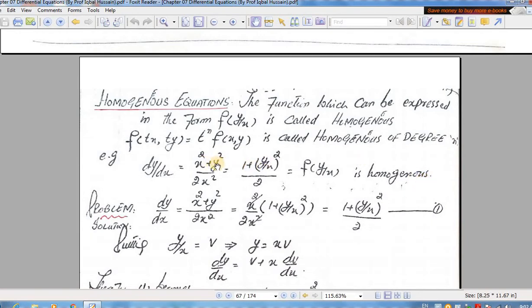Here in the numerator we have a homogeneous function of degree 2. Similarly, in the denominator we have a homogeneous function of degree 2. Both the degrees will cancel each other, and finally we get the degree of this homogeneous differential equation as 0. Remember, the degree of a homogeneous differential equation will always be 0.